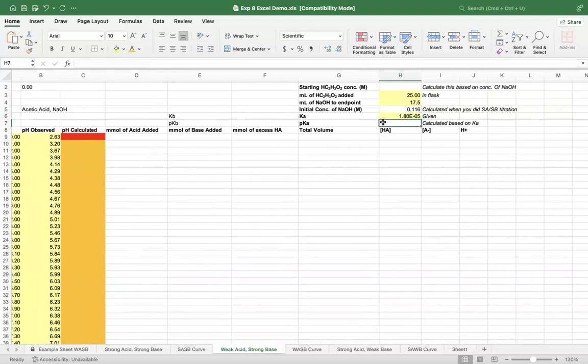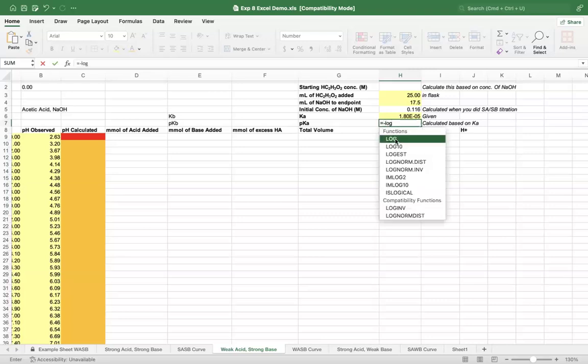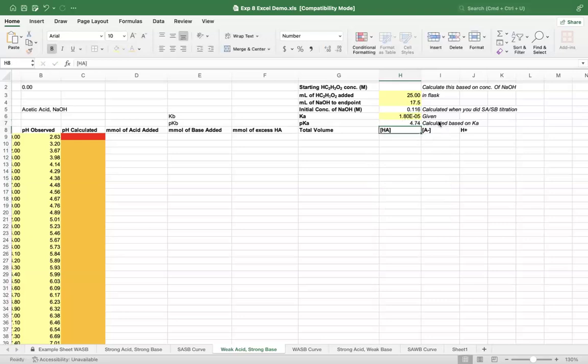We're going to need a pKa. A pKa is just equal to, what is it? The negative log of the Ka. So let's go negative log. So 4.74. We're going to need a pKb for when we get to the neutral point and there's only conjugate base present. So that's just 14 minus the pKa.